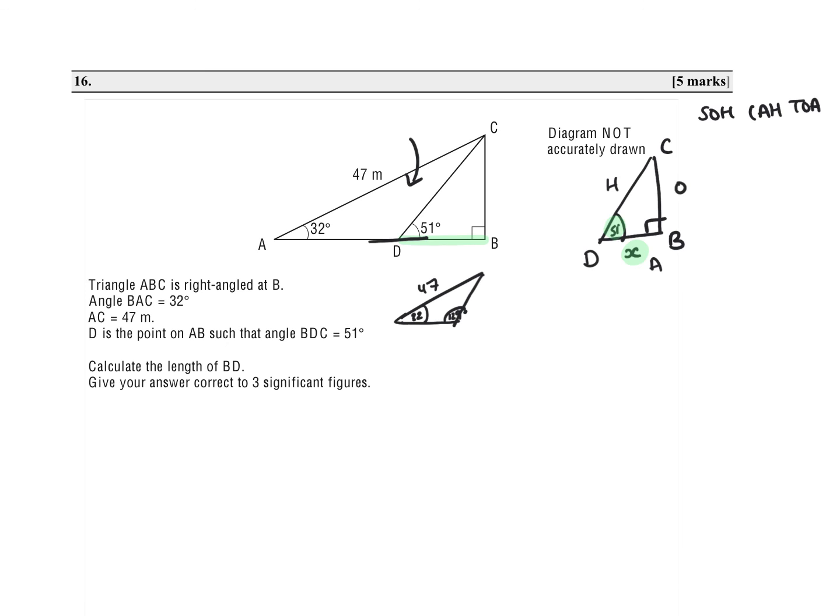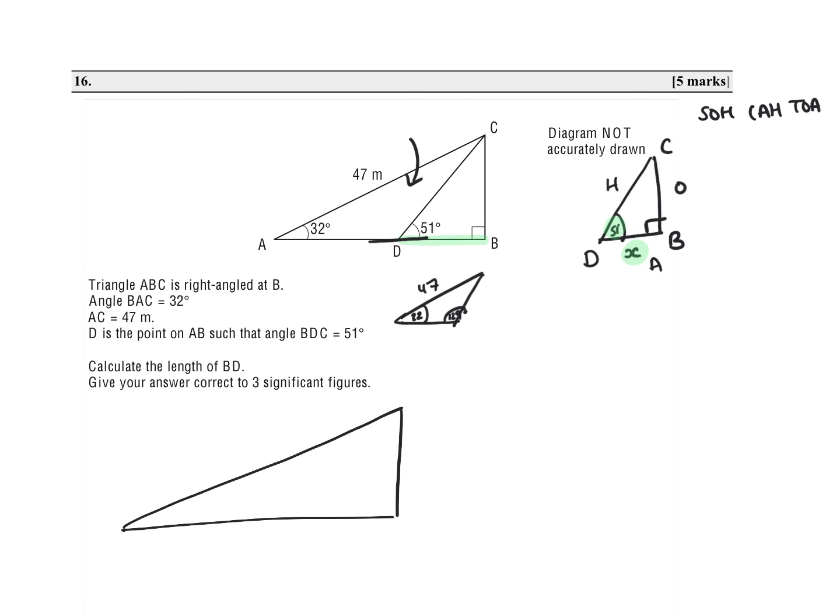That's okay. I've tried something. I've realised I can't do anything with it. But I've also practiced my skills on angles on a straight line add up to 180, so that's fine. So then I look at this again. What other triangle can I see? I see a really big triangle.